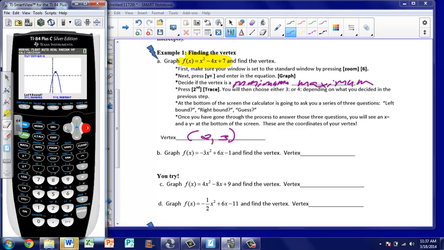Left bound. Press your left arrow a couple times. Enter. Go back to your target, back to your vertex. I think it's about there. Then go to the question again. Right bound. So now we're going to hit the right arrow because we need to be on the right side of the vertex. Enter. Because we're giving the calculator the region for where it's supposed to find the highest point. Guess, of course. So then we press enter one more time. And we get that our vertex is the point 1, 2.